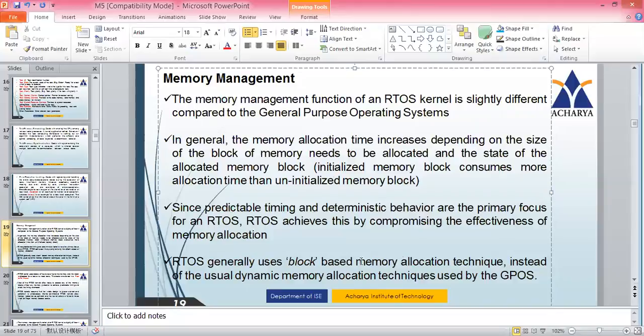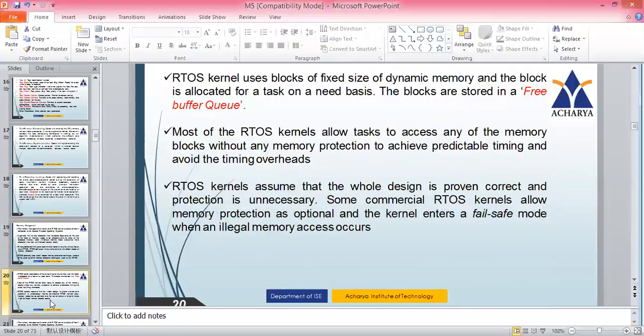So an RTOS generally uses block-based memory allocation. So it makes use of just blocks, and we will see that block-based memory allocation in the next slide. Now, the RTOS kernel uses blocks of fixed size of dynamic memory. It means the entire memory is going to be divided into blocks, and those blocks are of fixed size, maybe like 100 MB, 100 MB, 100 MB, something like that. The block is allocated for a task on a need basis. So whichever task wants memory, it will just be allocated any one of the available blocks.